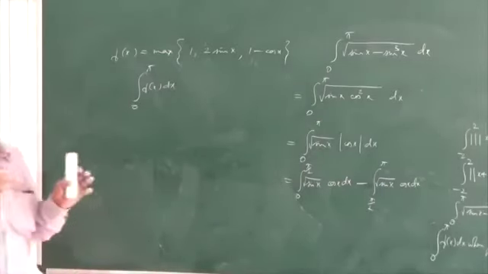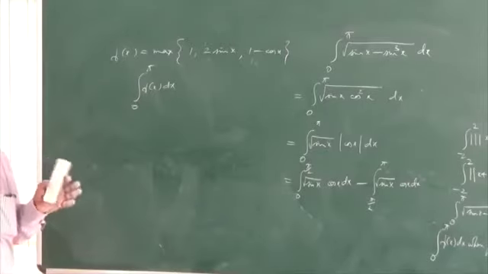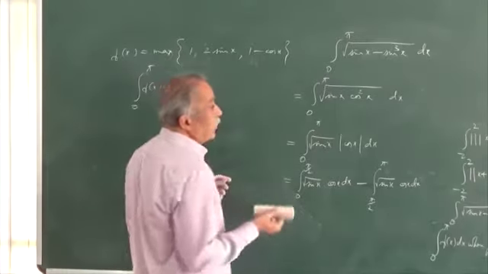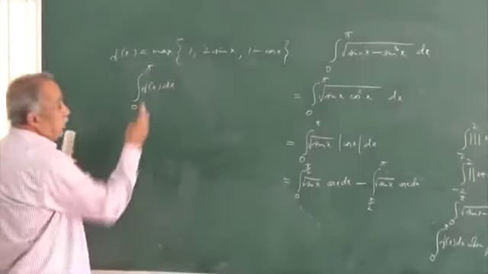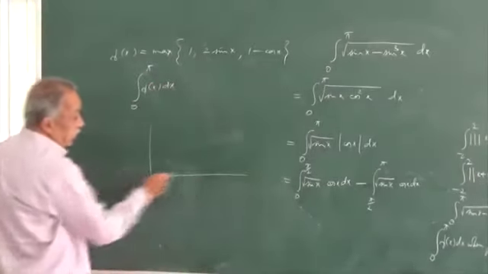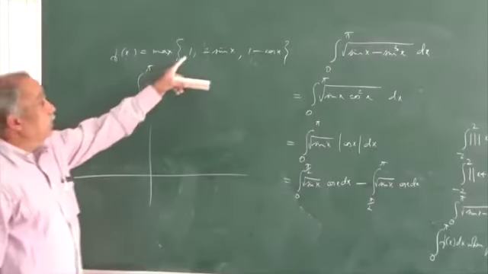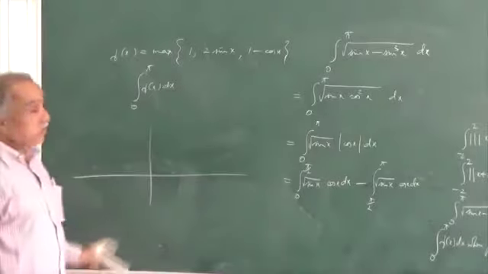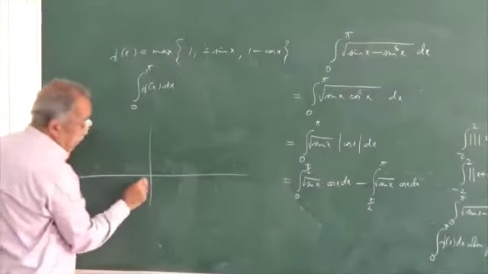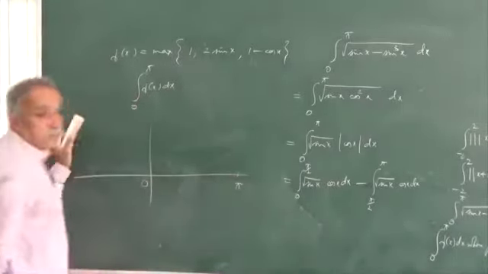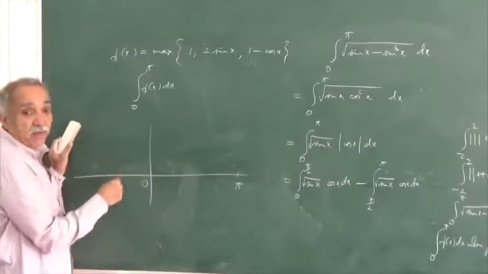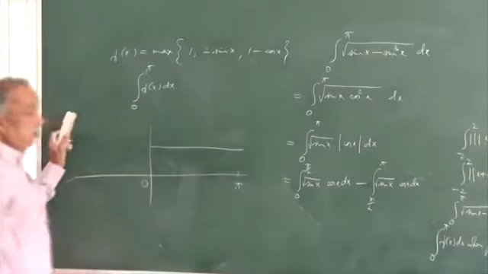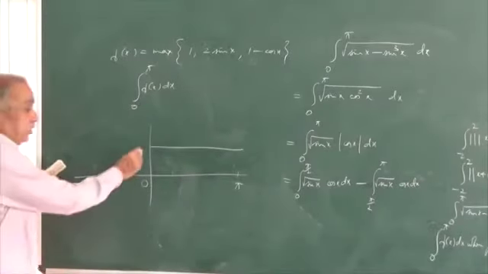We have to first identify which exactly is the function to be integrated. Let me draw the graph for each one of the three functions: f of x equal to 1, f of x equal to 2 sin x, f of x equal to 1 minus cos x over the interval of integration 0 to pi. First function f of x equal to 1 has a very simple graph. It is a line segment parallel to the x-axis at a height of 1.